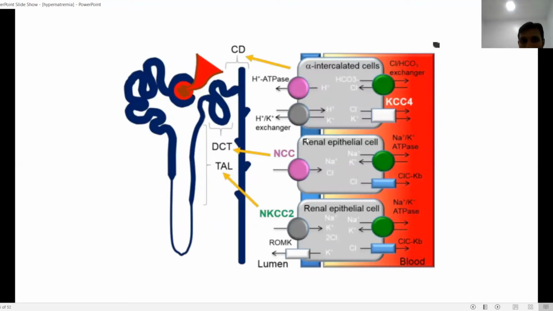This is a picture showing the location of these channels. The sodium potassium chloride co-transporter occurs in the thick ascending limb of the loop of Henle. The sodium chloride co-transporter is present in the DCT. This is the luminal membrane. This is the basolateral membrane.